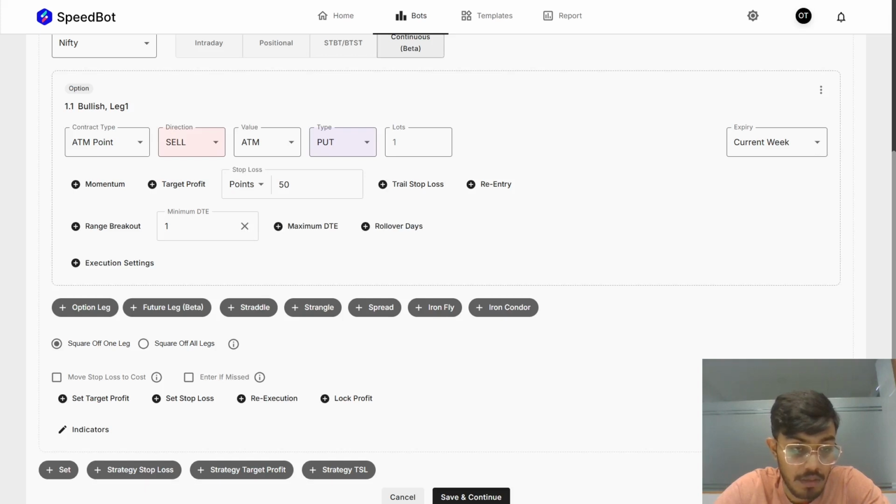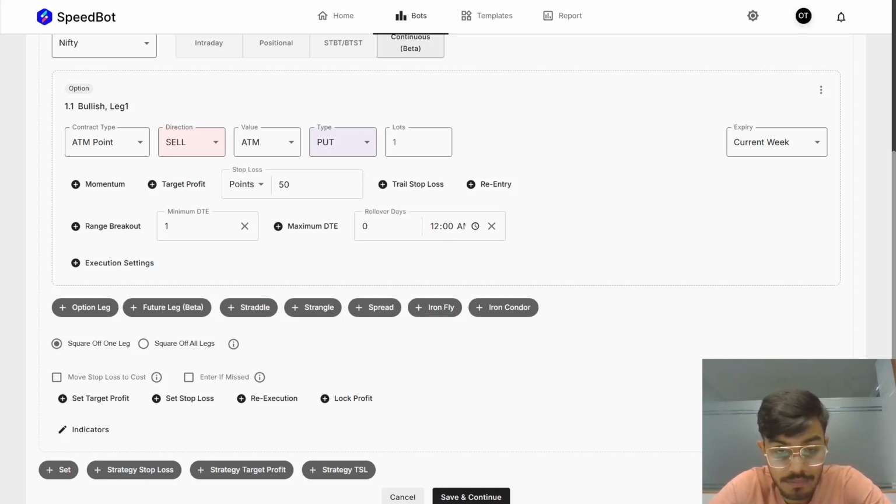In Indian markets, you can use the minimum DTE in order to save yourself from the gamma spikes on the expiry day. Prior to the day of the expiry, you can just keep the minimum DTE as 1 so that the trades will be placed in the next week's option contract. Then comes the rollover days.